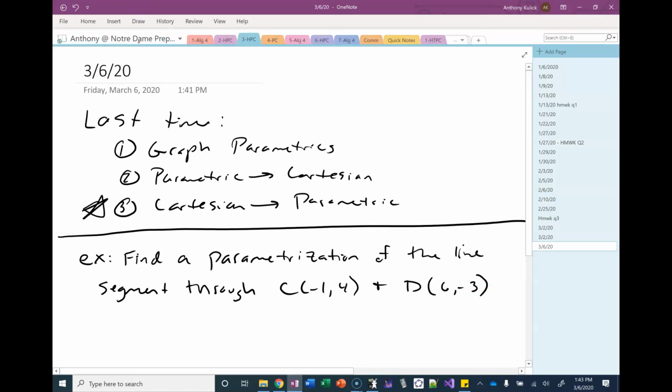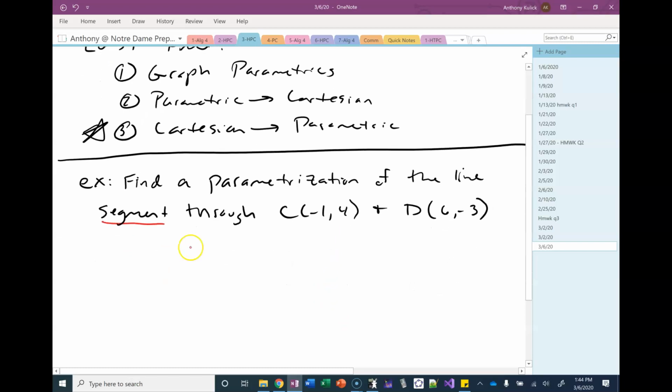Okay, so let's say we want to define the parameterization of a line segment through -1, 4 and 6, -3, excuse me. So the idea here is that I'm going to write a vector equation for the line and use that to create my parametric function, just like we did yesterday.